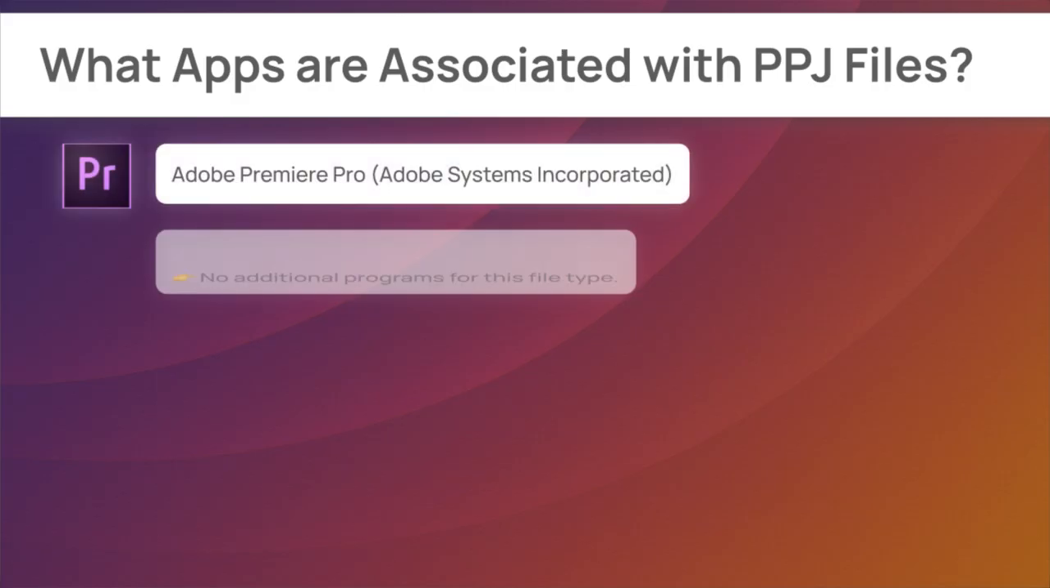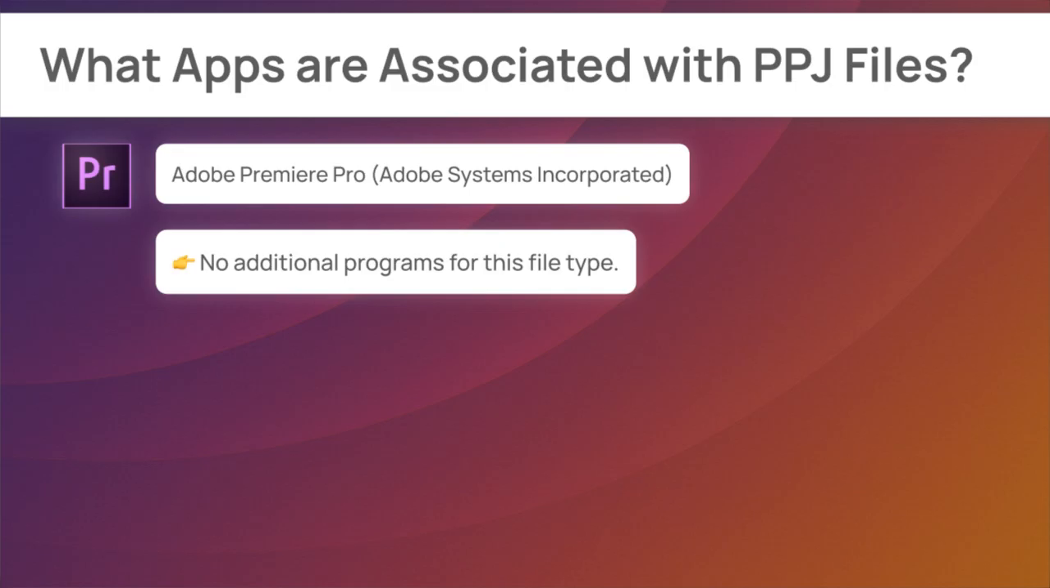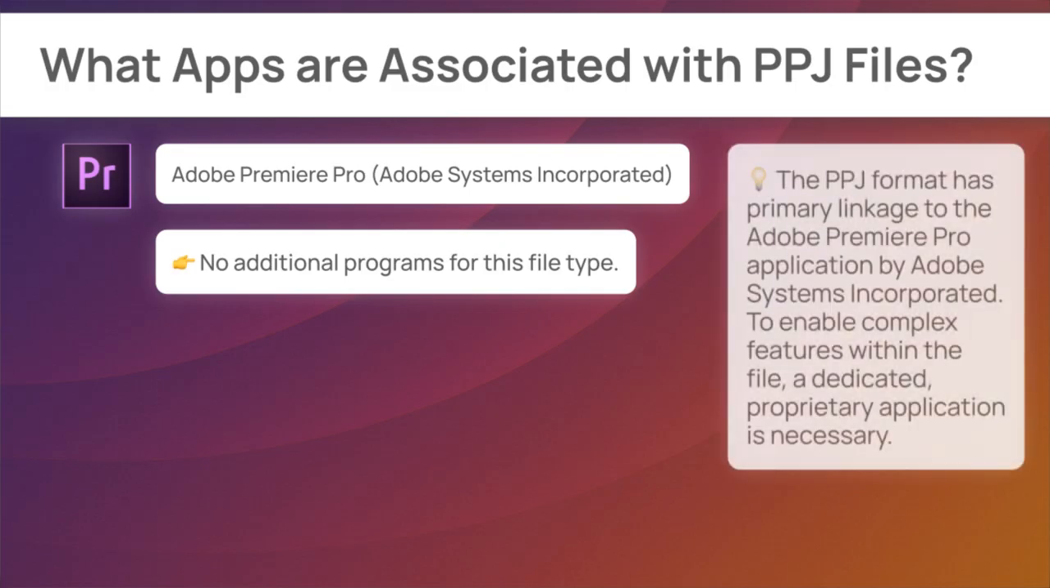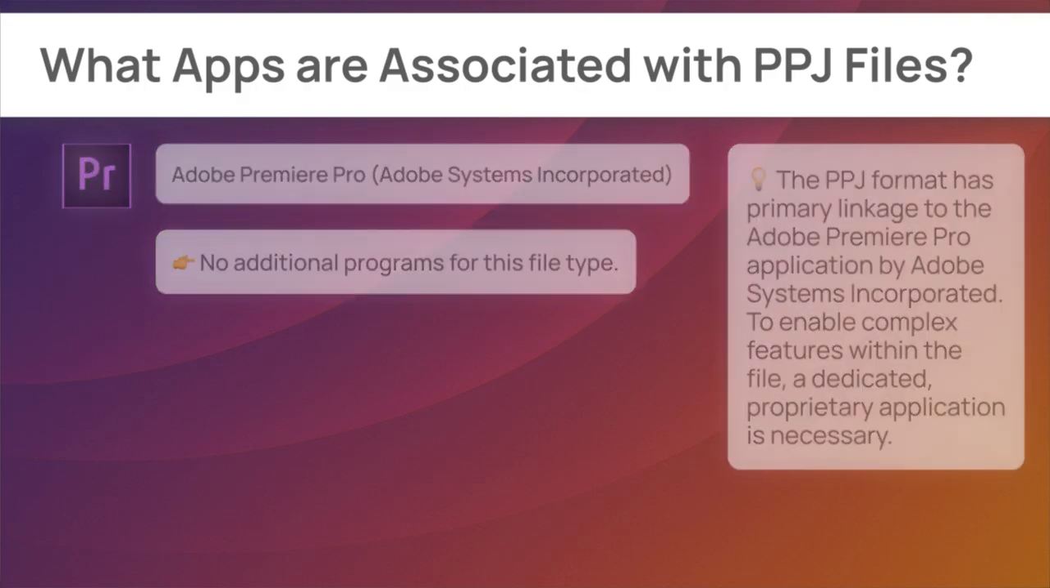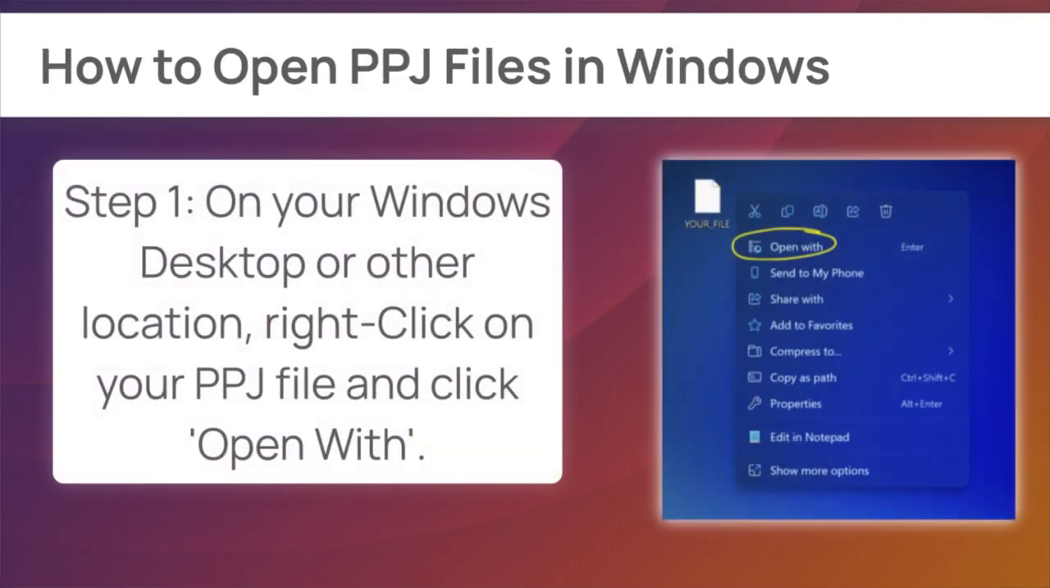Adobe Premiere Pro from Adobe Systems Incorporated is the core program designed for the PPJ structure. To enable complex features within the file, a dedicated proprietary application is necessary. Windows may open the video instantly, but detailed frame-by-frame editing requires a dedicated program. Your reliable starting move is the Open With action.